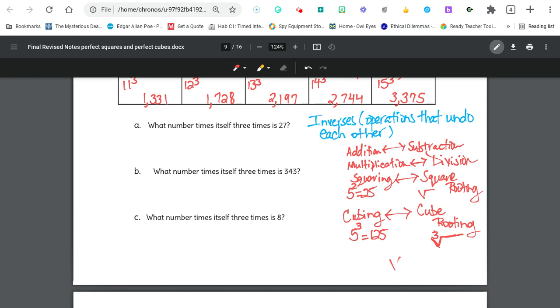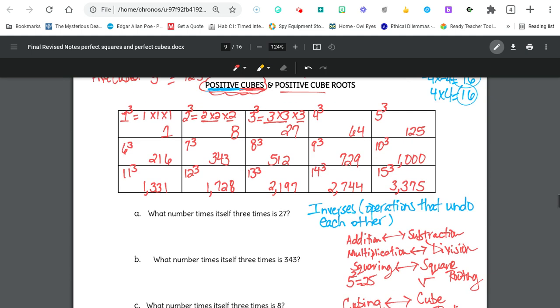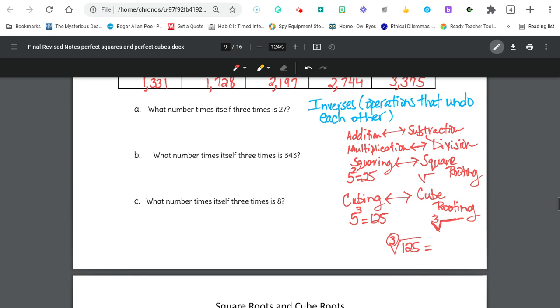So if I wanted to take the cube root of the perfect cube 125, 125 is a cube. To undo a cube, we cube root. So you just think to yourself, what number did we multiply by itself 3 times to get 125? And we look up here and we see that you multiply 5 by itself 3 times to get 125. So the cube root of 125 is 5.